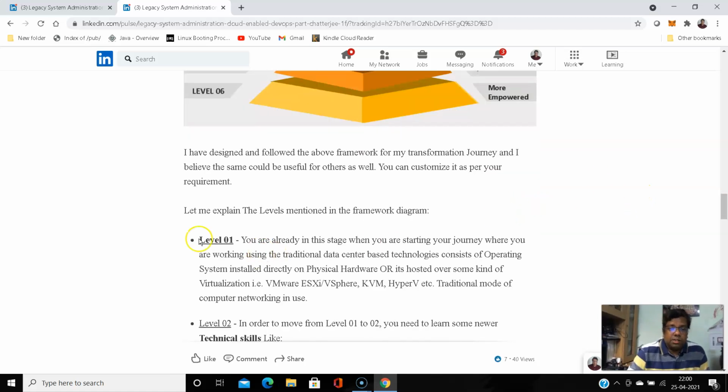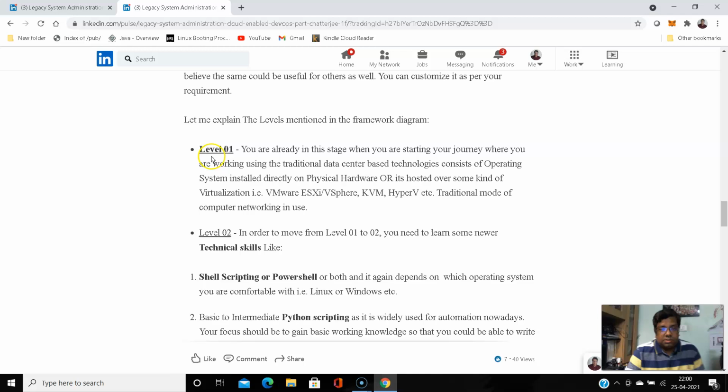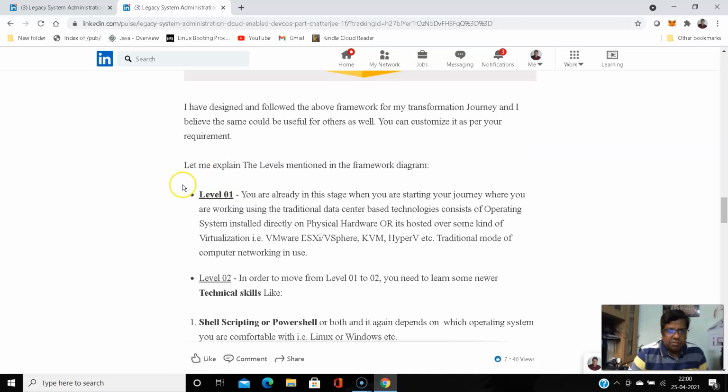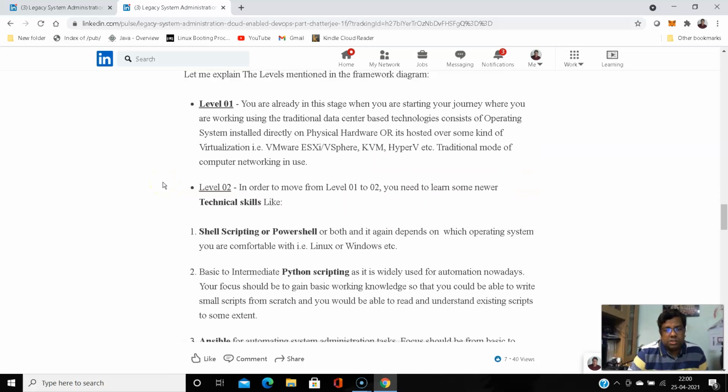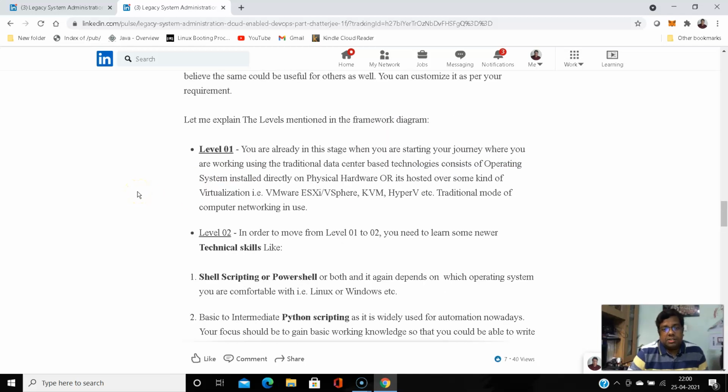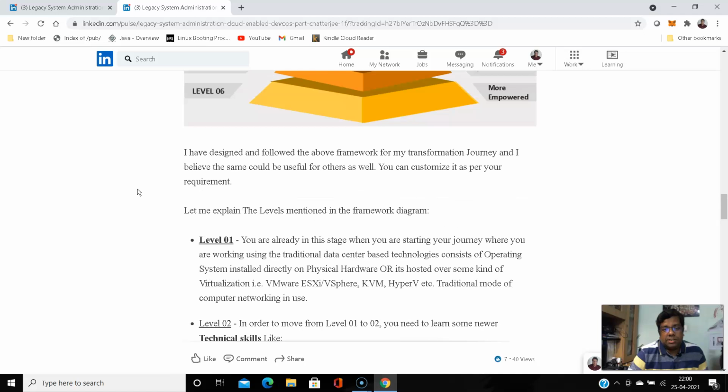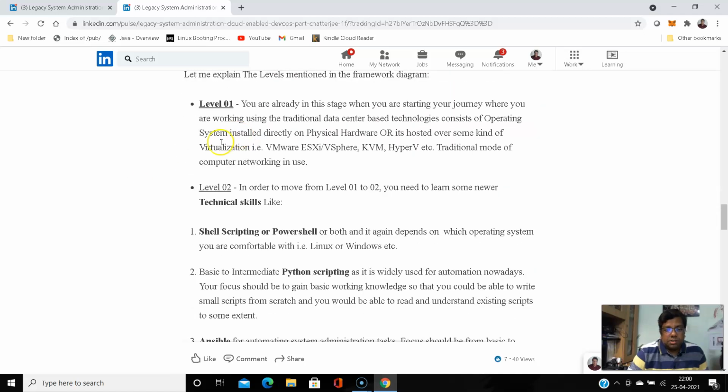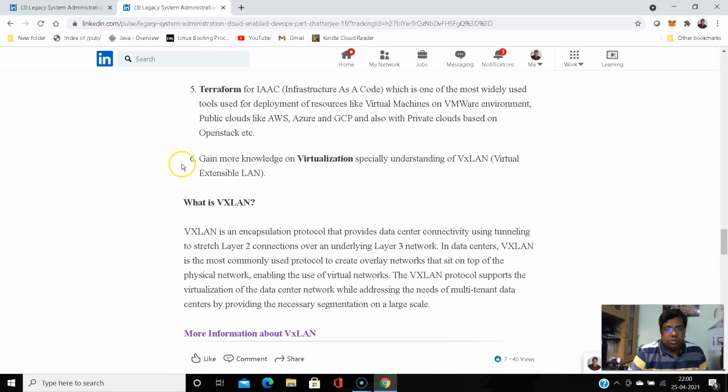I have mentioned these levels one by one. These are actually skills repeated from the first article. So here in this article I tried to map the skills as per the levels. This same thing, you can go through it.